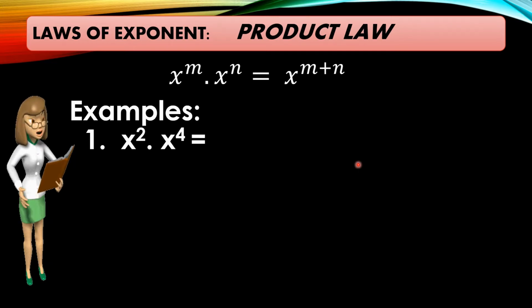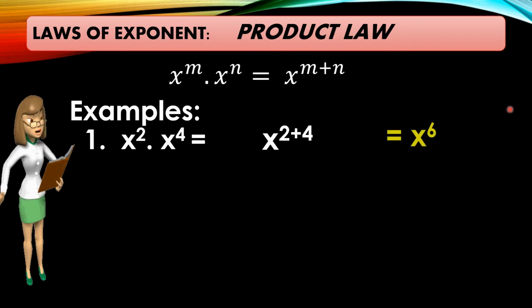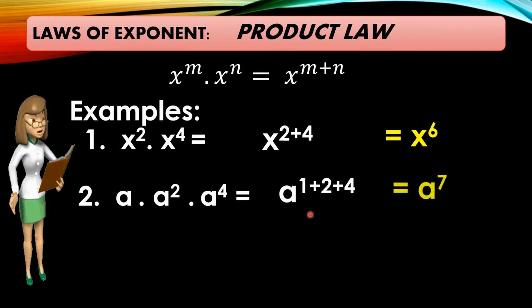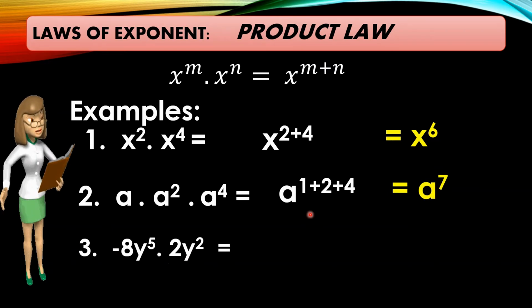Examples. Number 1, x squared times x to the 4th is equal to x raised to 2 plus 4. You just add the 2 and 4. Then the sum is 6 and the final answer is x raised to 6. Number 2, a times a squared times a to the 4th is equal to a raised to 1 plus 2 plus 4, and the sum of this is 7. So the answer is a raised to 7.